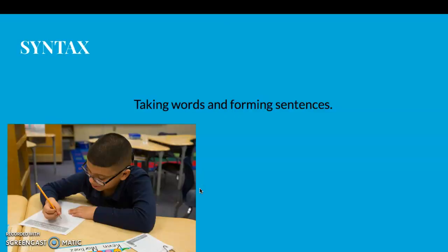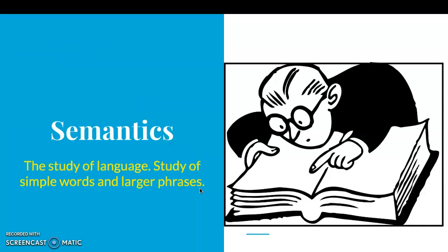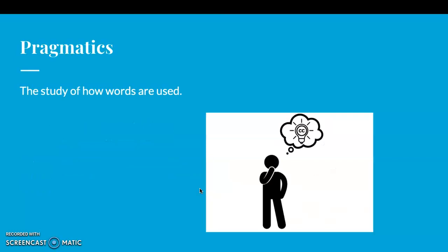Syntax. This is taking those words that we just talked about and forming them into sentences. So these are all building blocks on top of each other. We're forming these sentences out of the words that we've just learned. Semantics. This is the study of the language, the study of the simple words and then the larger phrases. It's where we actually look at the language. And pragmatics. This is how we use our words, okay? So the meanings behind them, for example, if a word has multiple meanings, we see how we use those words in the proper context.